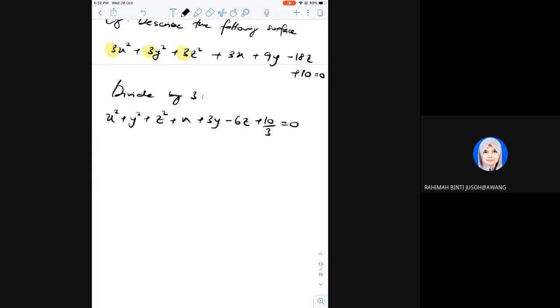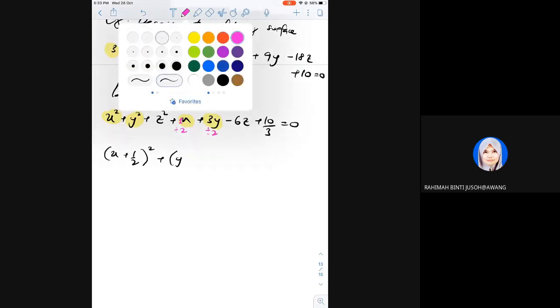Okay, now open the bracket. X, look, the coefficient of x is 1. So you divide by 2. So 1 divided by 2, we will have plus 1 over 2 squared, like this. And then plus y, open the bracket, plus 3y. Its pair is y here. And then this one, you have to divide by 2. So plus 3 over 2.